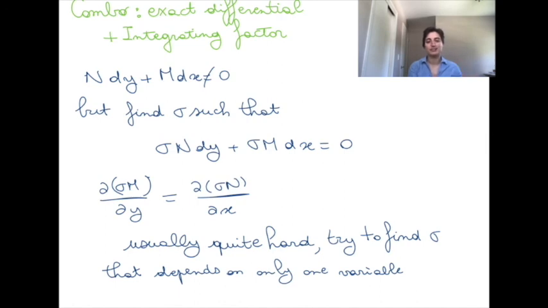Honestly, finding sigma is usually quite hard because we need to find a sigma that depends both on x and on y. The easier approach, if possible, is to try to find a sigma that depends on only one variable, so that it is trivial in at least one of the two directions.